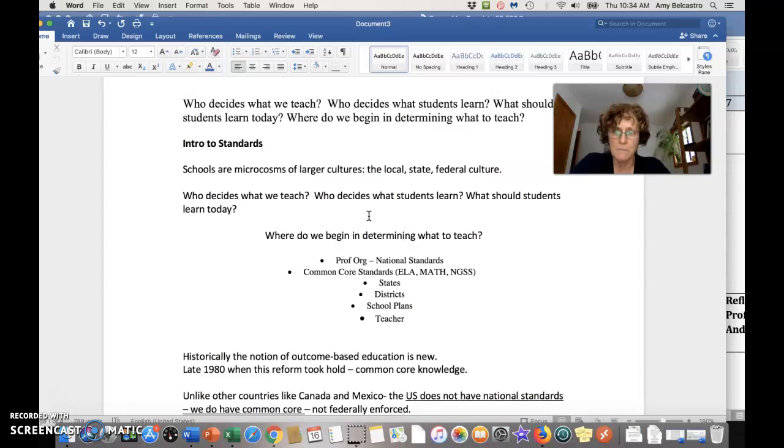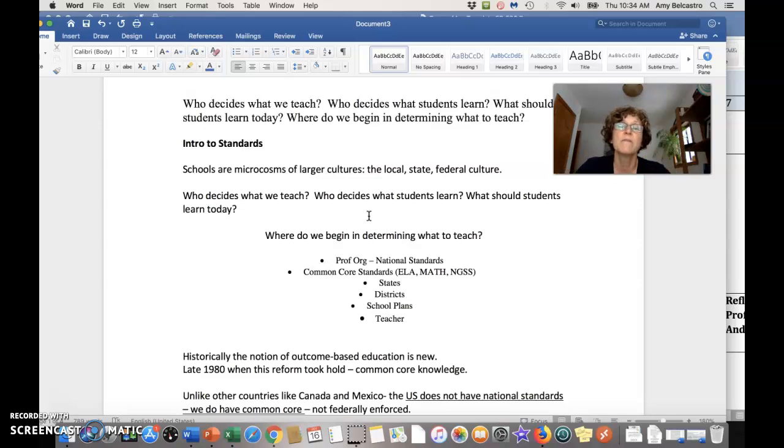So keeping that in mind, we'll look at that big question: who decides what is taught in our schools, and how do we get there? First of all, let me make it very clear, this will be on the midterm and the final: we do not have national standards. That's a pretty big deal because we are one of the only first world countries that does not have national standards. Canada has national standards, Mexico has national standards, we do not.